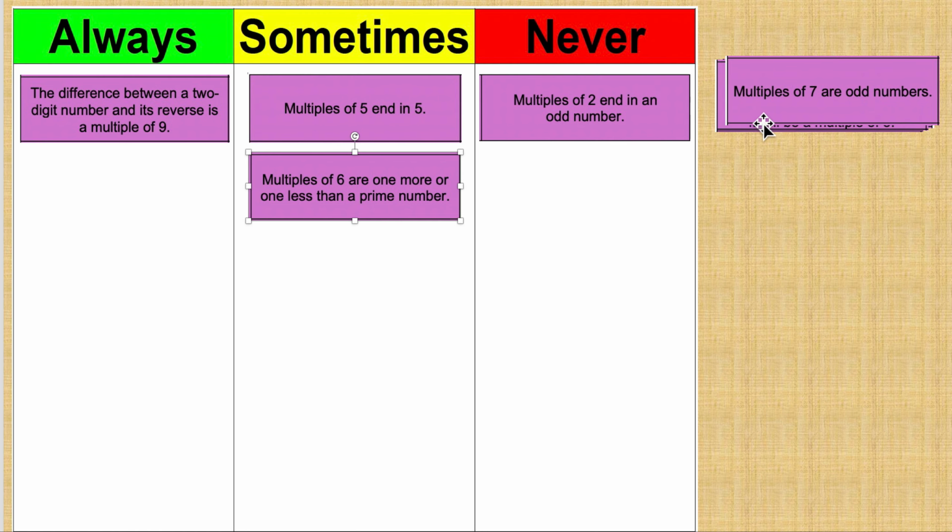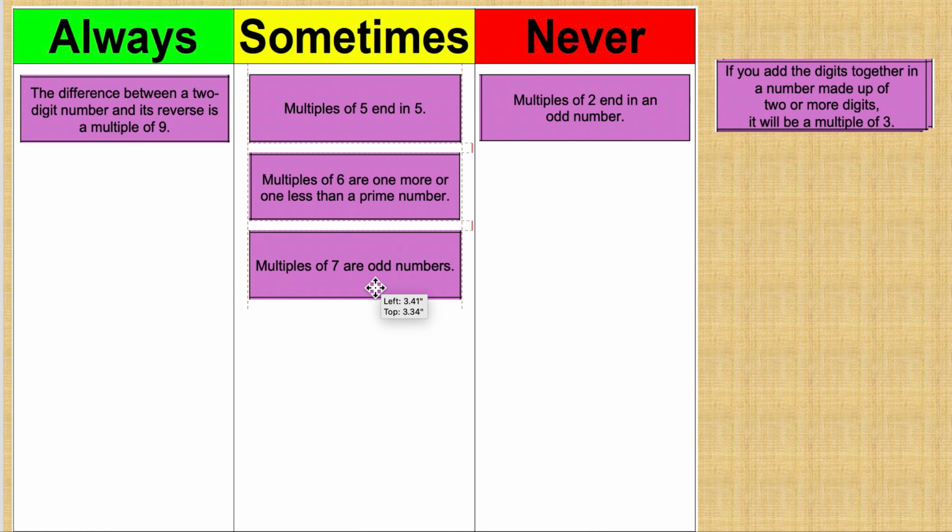Multiples of 7 are odd. Again, this is a pretty easy one. Multiples of 7 are 14, 21, 28. So there are 49 as an example. So there are times when it is odd. There are times when it is not odd. So I'm going to move it over here.